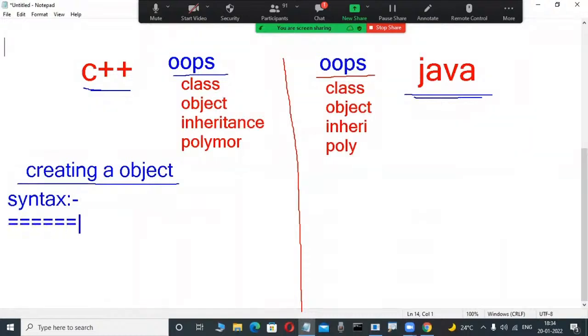Suppose, what is the syntax they are giving in C++ to create an object? Slowly observe here, the only difference: class name, space, object name. This is the syntax to create an object from a class in C++.